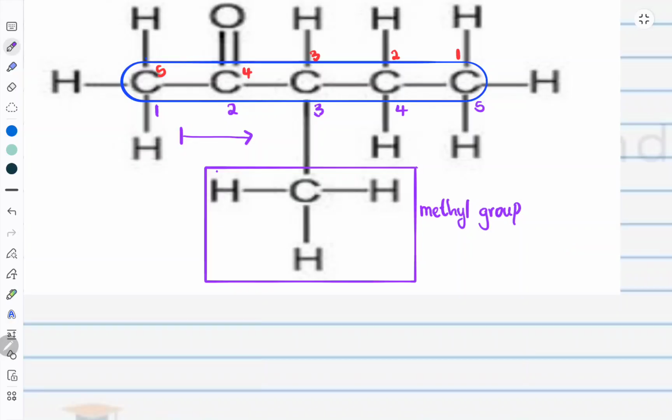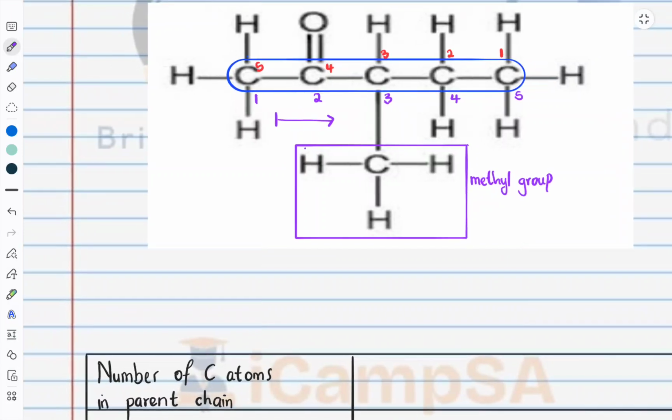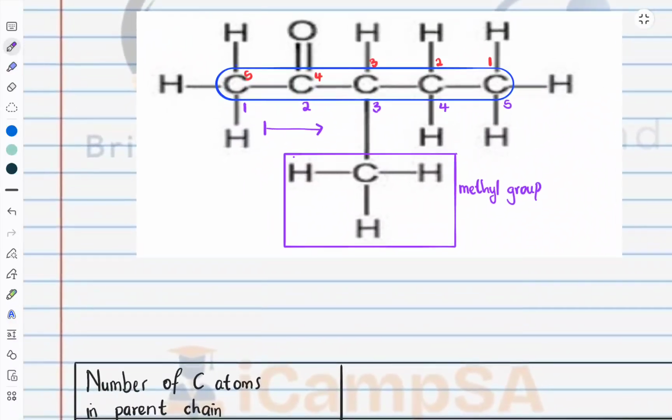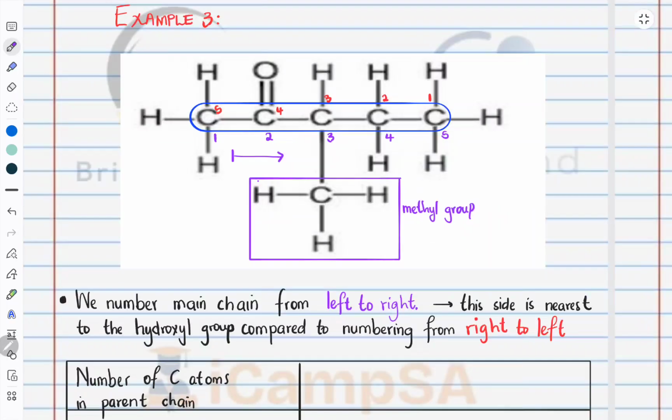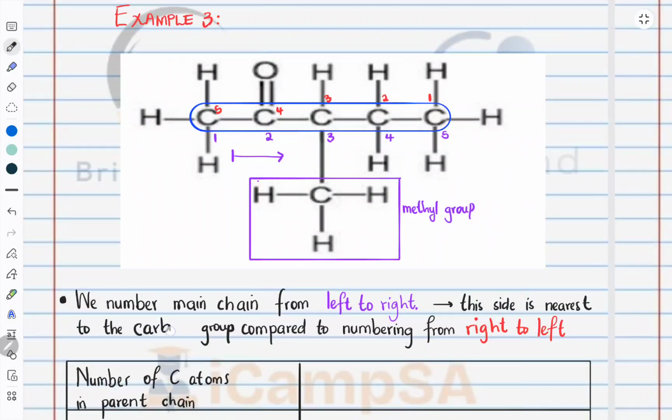Now we have pretty much all the information that we need. First things first, we are numbering from left to right because it's better compared to numbering from right to left. We number the main chain from left to right. This side is nearest to the carbonyl group compared to numbering from right to left.